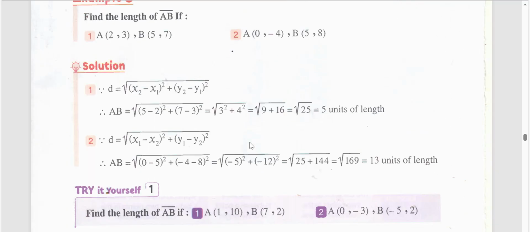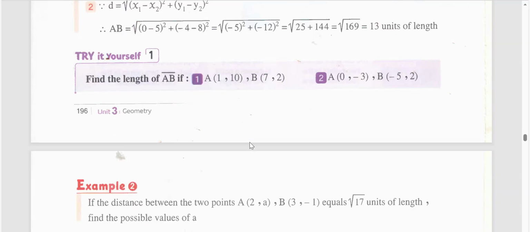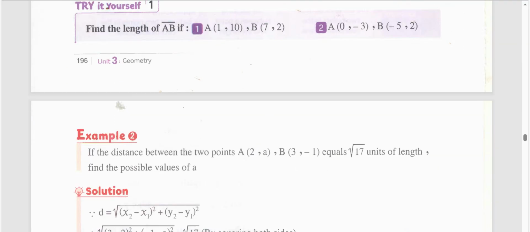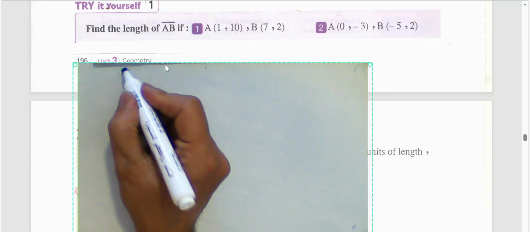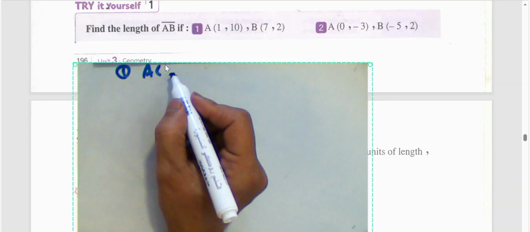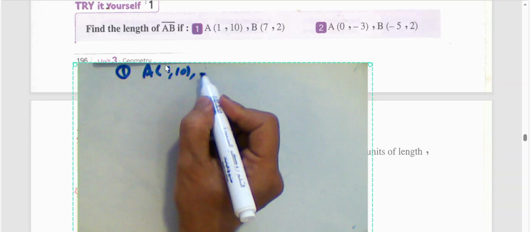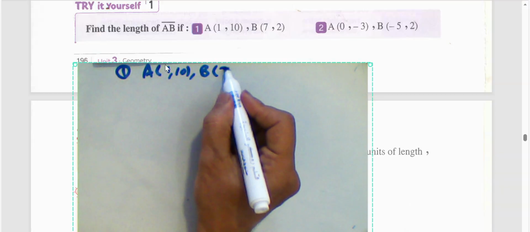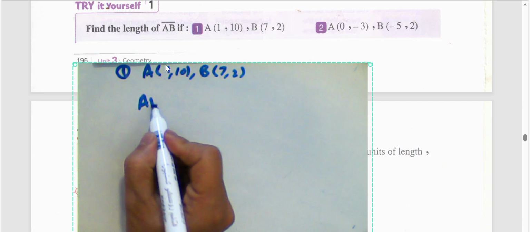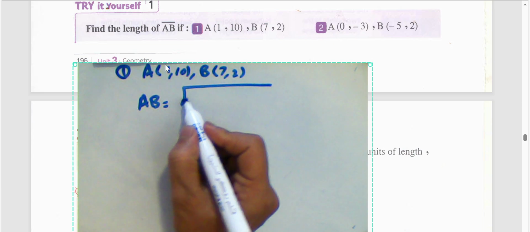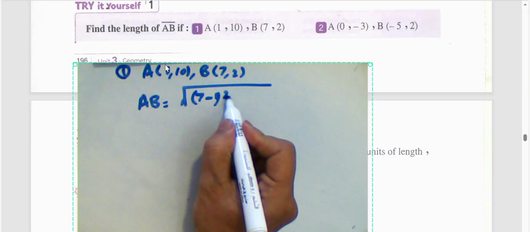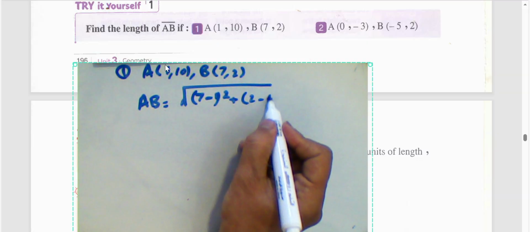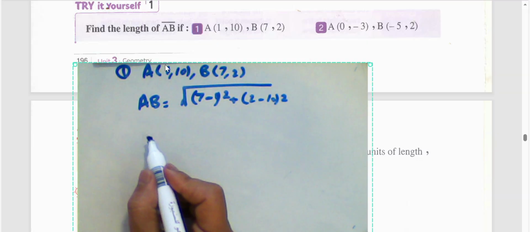Okay, it's an easy question. I will explain number 1 to be understood. Number 1, we have 2 points. A was (1, 10), and B was (7, 2). Then AB equals, we can write, square root of (7 minus 1, equals 6) power 2 and (2 minus 10) power 2.